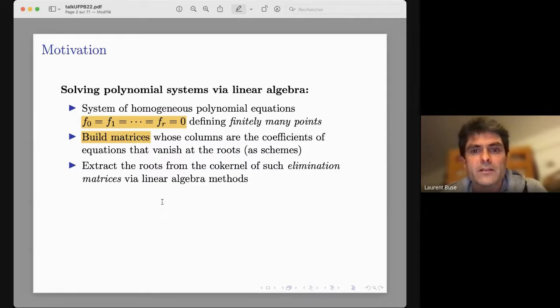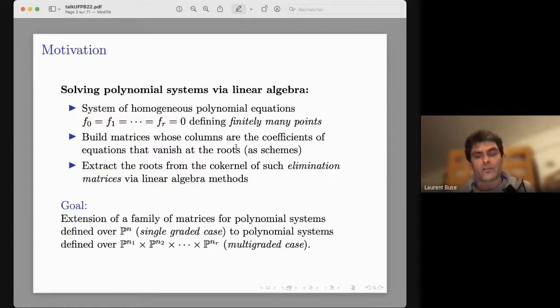Why we do that is because once we have these matrices, which is a kind of algebraic work that changes the form of the polynomial system, then we can extract the roots just by linear algebra methods. So this is what we have to keep in mind: once we can put the problem into a matrix problem, then we can use linear algebra techniques. I will not speak about this third item, but I would like to mention how we can build those matrices, that is, the algebraic work that we can do on the polynomial system.